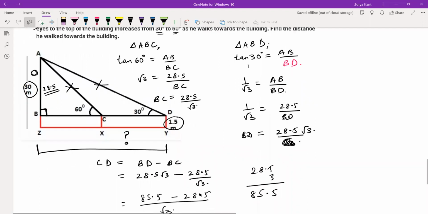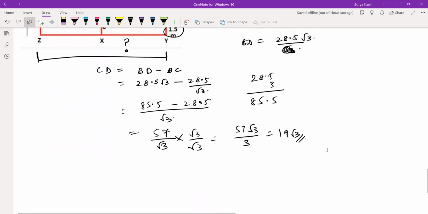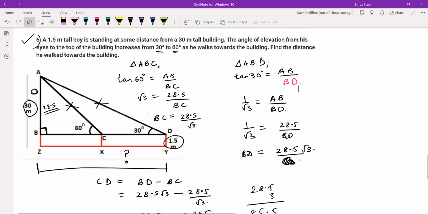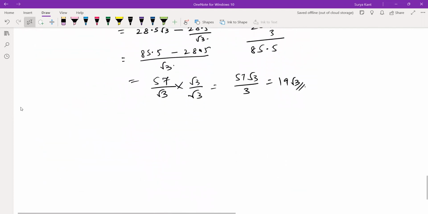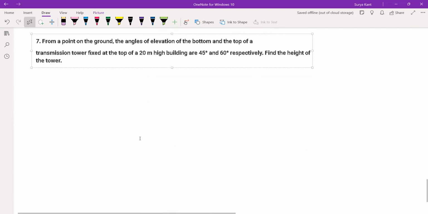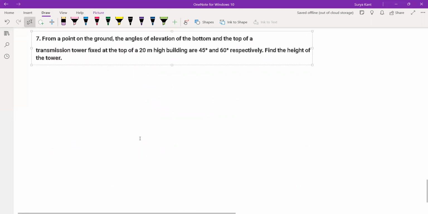So the next question is question number 7. Till question number 5, we have dealt with only one triangle. Now we have started two triangles in a single question, from question number 6. So again two triangles, but in a different way. Just try to understand this question: from a point on the ground, angle of elevation.